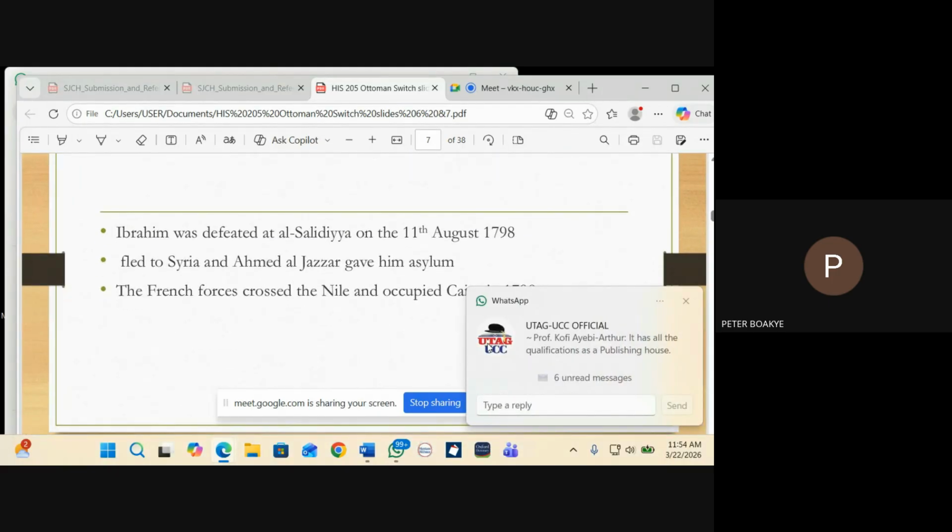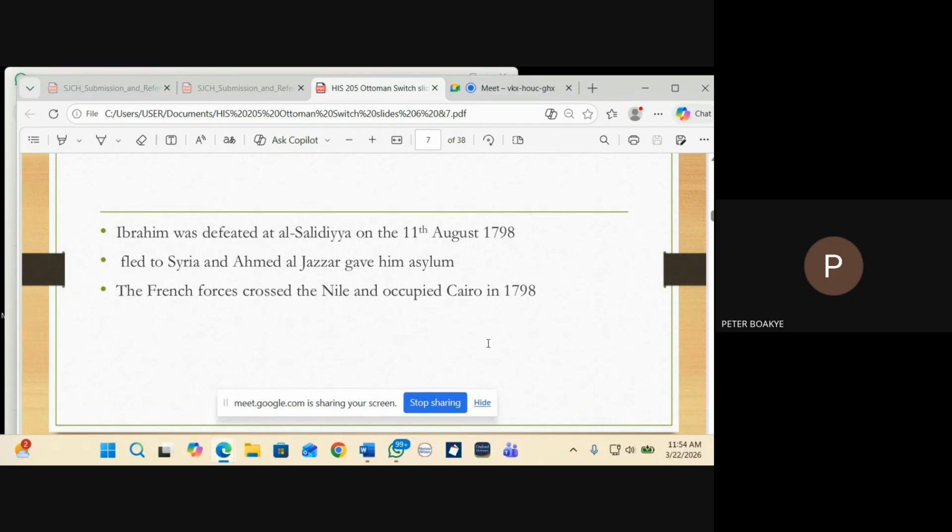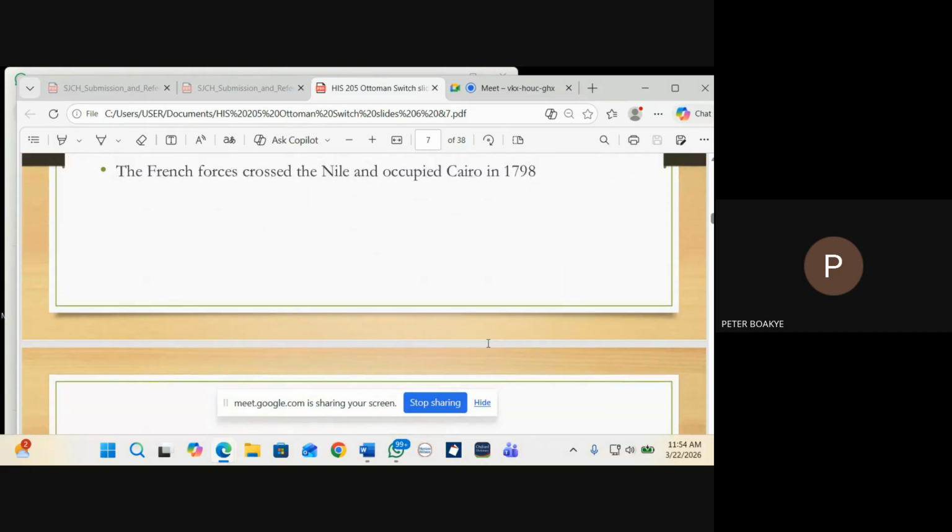Ibrahim Bey was defeated at Salhiya on 11th August 1798, and he fled to Syria, where Ahmed al-Jazzar gave him asylum. The French forces crossed the Nile and occupied Cairo in 1798.